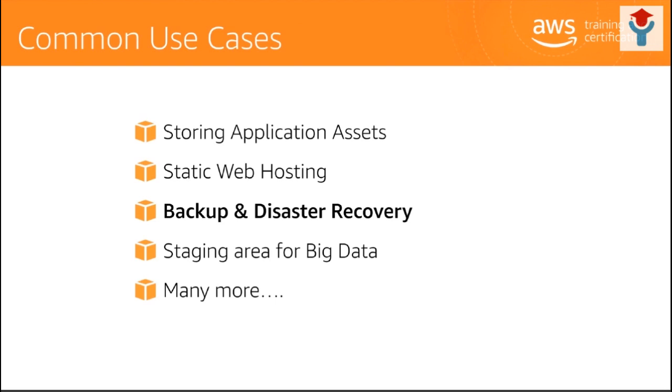For even greater availability and disaster recovery capability, S3 can even be configured to support cross-region replication, such that data put into an S3 bucket in one region can be automatically replicated to another S3 region.